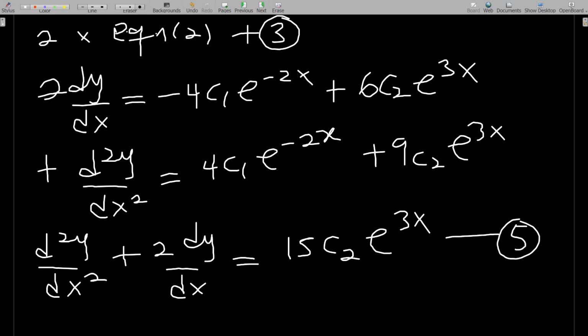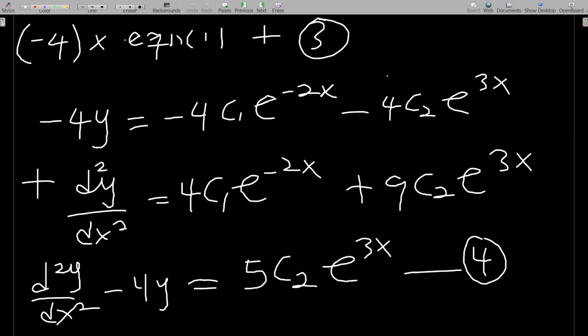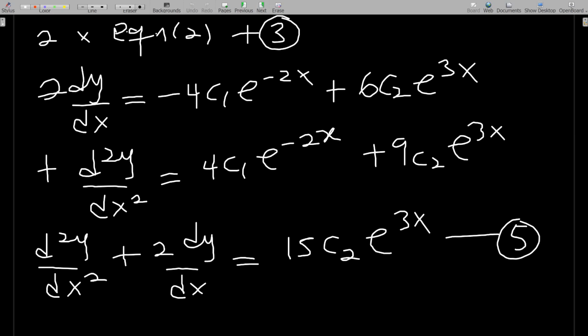Because when you come to the previous one, you have equation 4 here. Now equation 4 has 5 times c2 of that. Now let's go to equation 5 and see. This is 15 of that, but 15 can be rewritten in terms of 5 times something. So if I write 15 as 3 times 5, I have 5c2 like that. So 3 times 5 will give me 15. So what is 5c2 e to the power 3x?